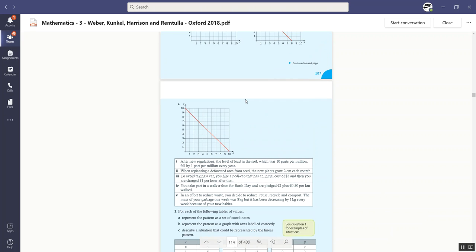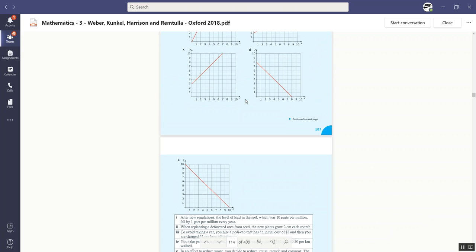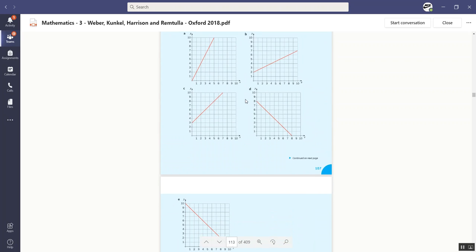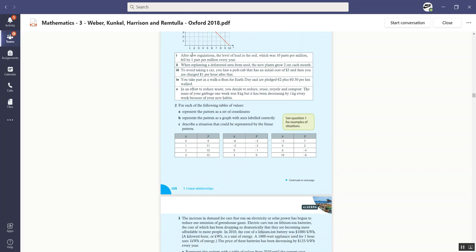All right, so when replanting a deforested area, the plants grow 2 centimeters every month. Do you think this one's going down or up? Yeah, it'd be going up. And which one do you think it will be? If it's going up 2 every month. What do you think, Taylor? Let's have a look. So it's starting at 0. After 1 month, it's gone up to 2. After 2 months, it's gone up to 4. Is she right? Yeah. Yep, good. So it would be part 2. Good.